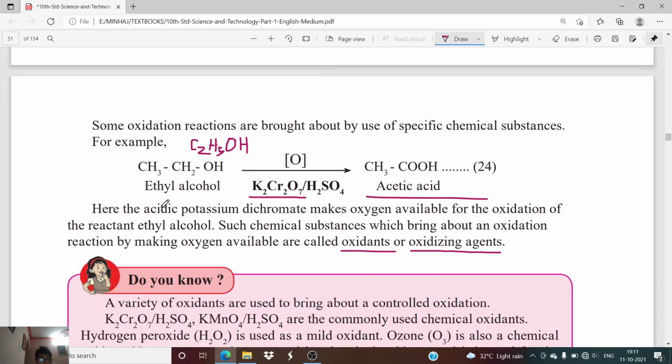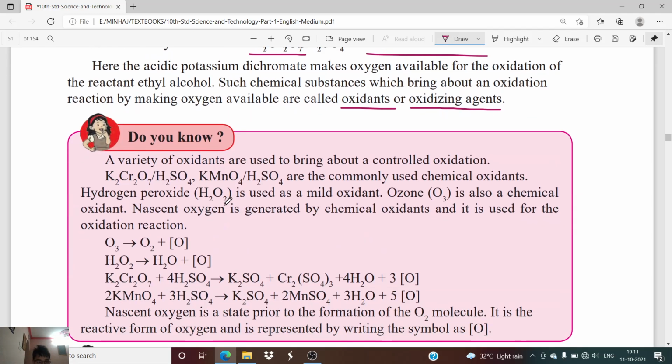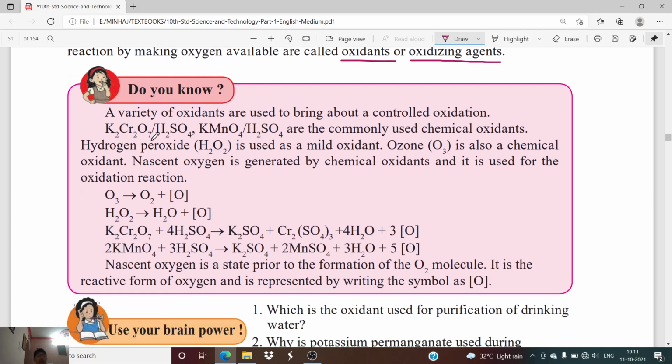So here acidic potassium dichromate is my oxidant for ethyl alcohol. Now, do you know a variety of oxidants are used to bring about a controlled oxidation? Potassium dichromate or acidic potassium permanganate. This is the formula of potassium permanganate, KMnO4. So these are the commonly used chemical oxidants.